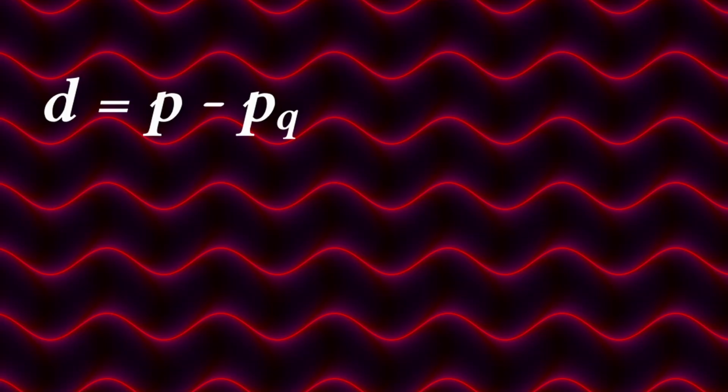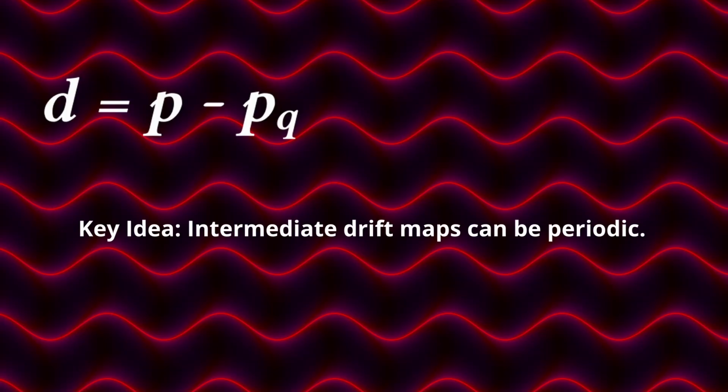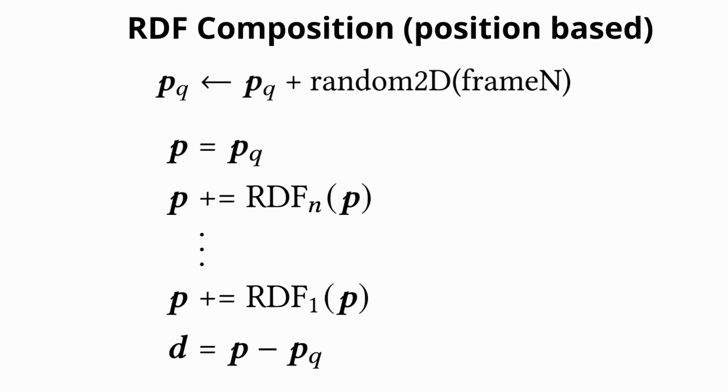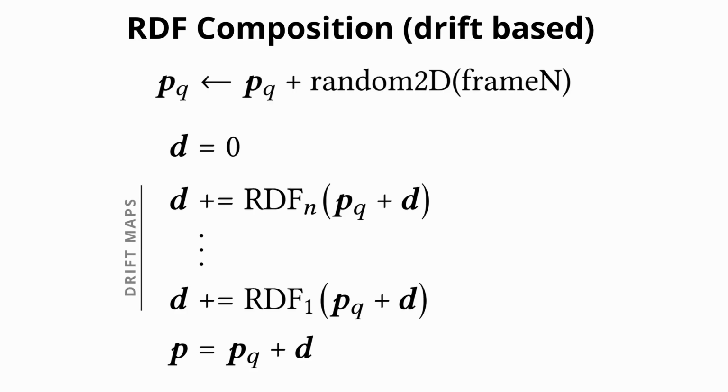So if we look at the first tri-wave, remember everything is evaluated in reverse order. Once this advects the texture coordinates, we can actually rearrange this expression to just get the drift from the tri-wave. And this is a periodic function, so we don't necessarily have to evaluate it on the entire image. We can cache the intermediate drift maps and expand them as needed just by wrapping them. So if we reformulate our RDF composition to work in terms of drift and then reconstruct position at each step, not every single one of these RDF evaluations has to run for the whole image.